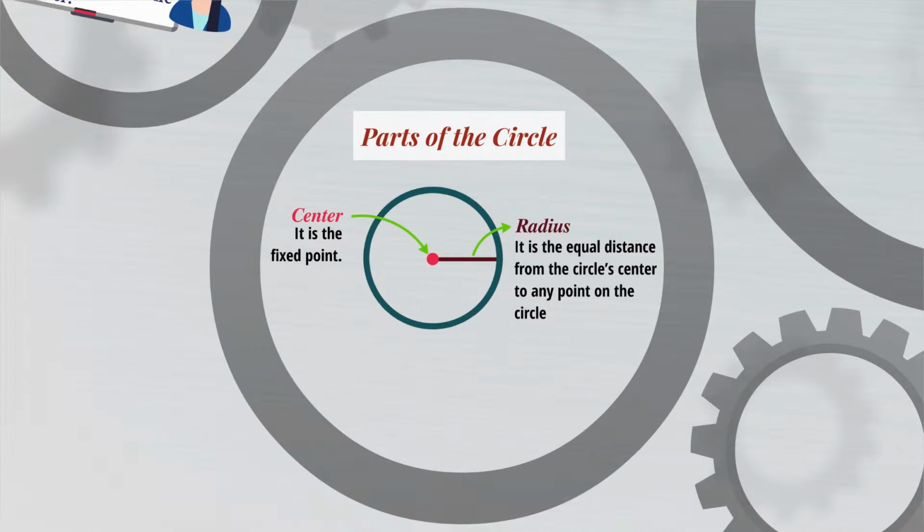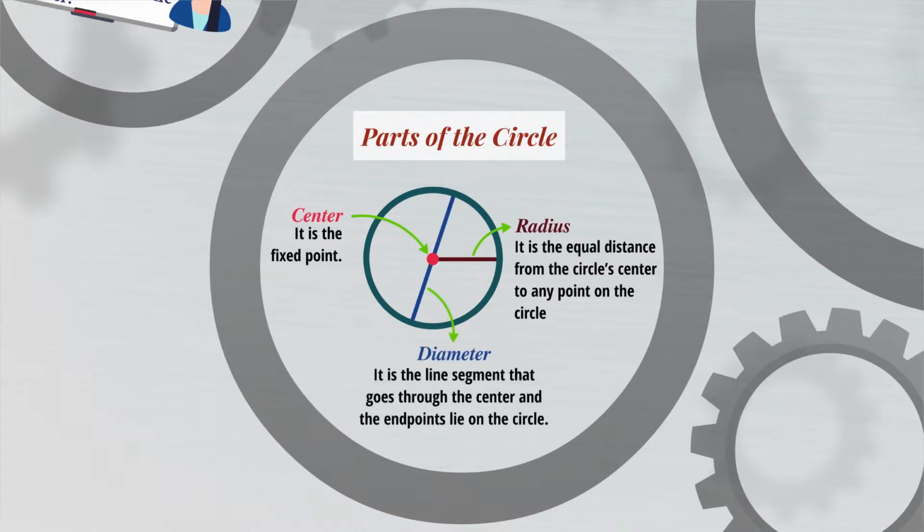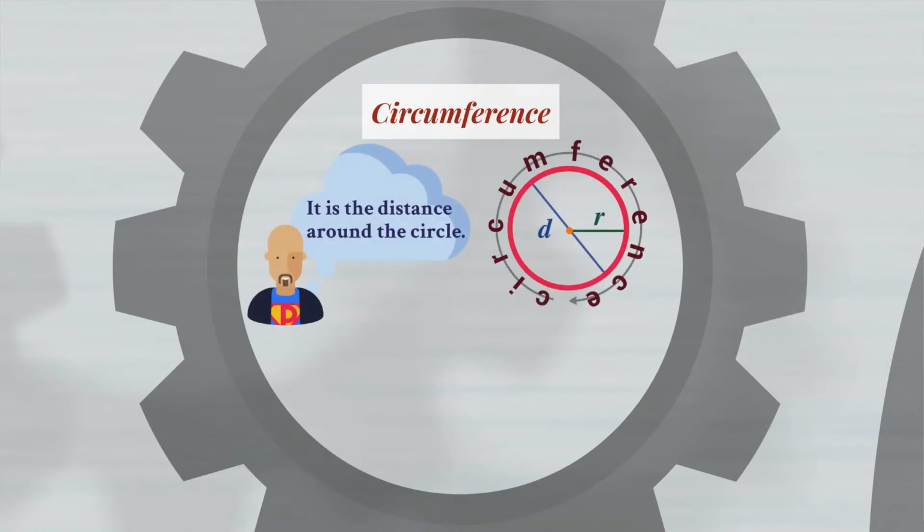If the radius is from the fixed point up to any point on the circle's circumference, the diameter is the line segment that goes through the center, and the endpoints lie on the circumference of the circle. Now, let's proceed to the main topic. Let's talk about circumference. Have you ever heard of the word circumference before? It is simply the distance around the circle.